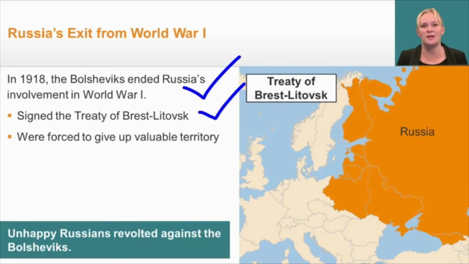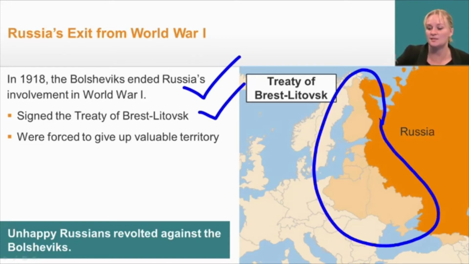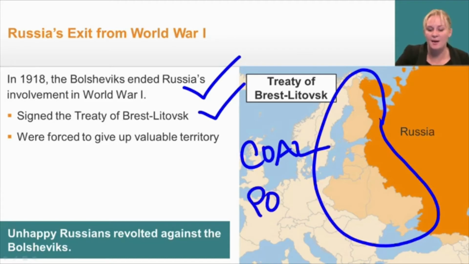How much territory am I talking about? Take a look at your map over here for a moment. All this land that I've just highlighted for you was what they were forced to give up. And unfortunately, this made a lot of people very unhappy. Why? Because this part of the land actually had a lot of coal and a lot of their population. Suddenly, people were losing family members.